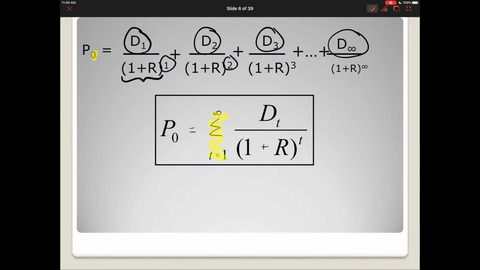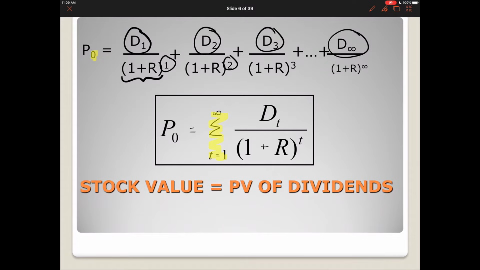This first model for valuing a share of stock simply says that a stock's value is the present value of the expected dividends. This model is called the general dividend valuation model. So the general dividend valuation model simply states that the price of a share of stock is equal to the present value of all the future dividends.